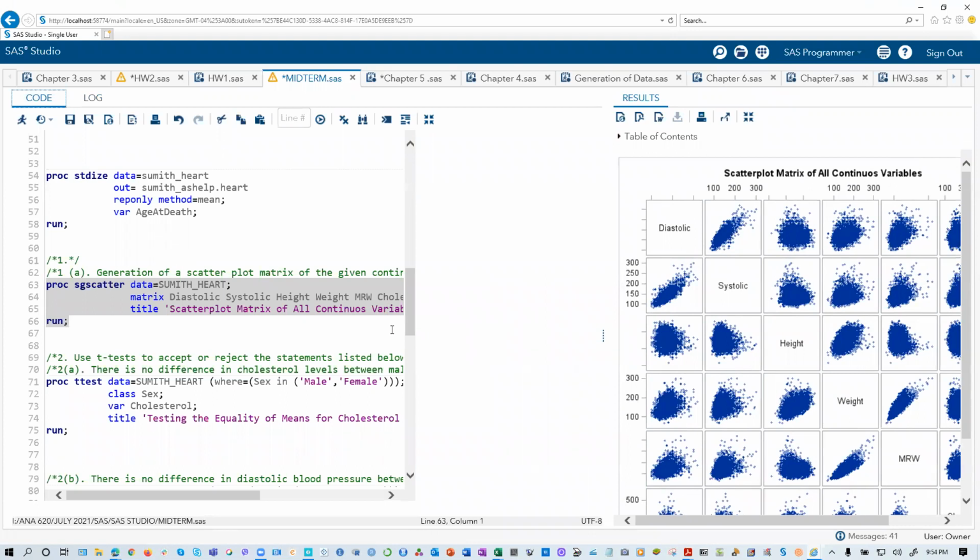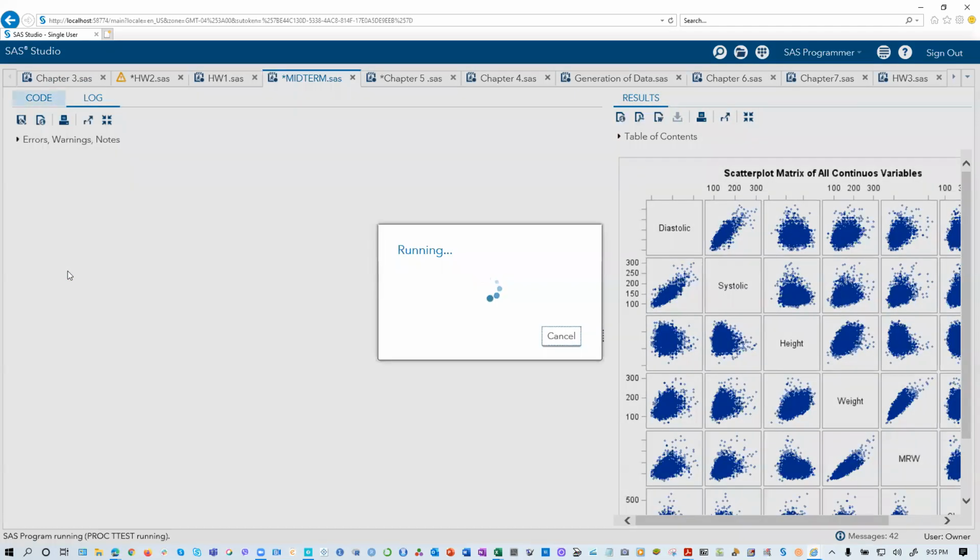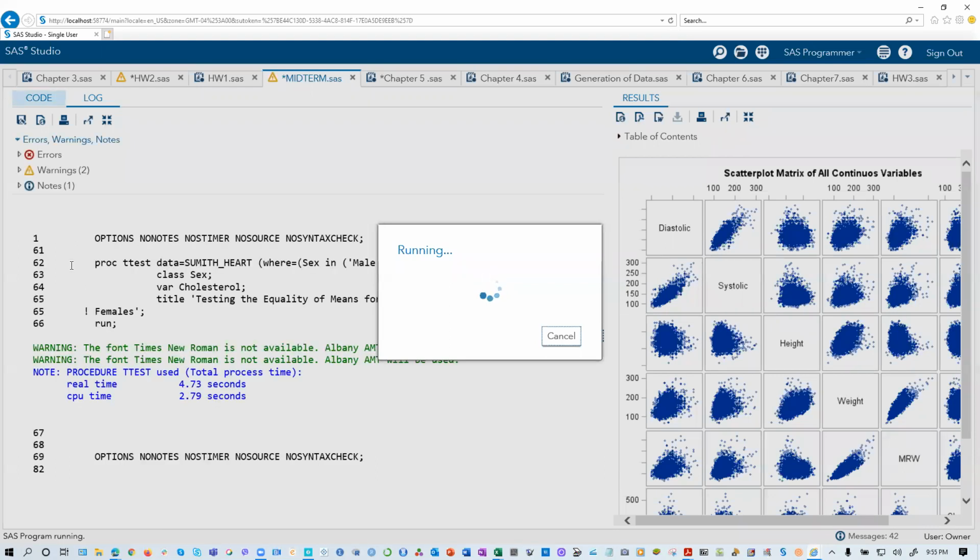Then in a similar fashion to what we had earlier, we can do number two: use the t-test to accept or reject the statement listed below, that there's no difference in cholesterol levels between males and females. You can go over there, go to male and female, class 6. Let's see if this is going to work. The sex is male and female, but did we change that one? Let me see. Did we change this one here? No, here we didn't do any changes, I'm sorry.